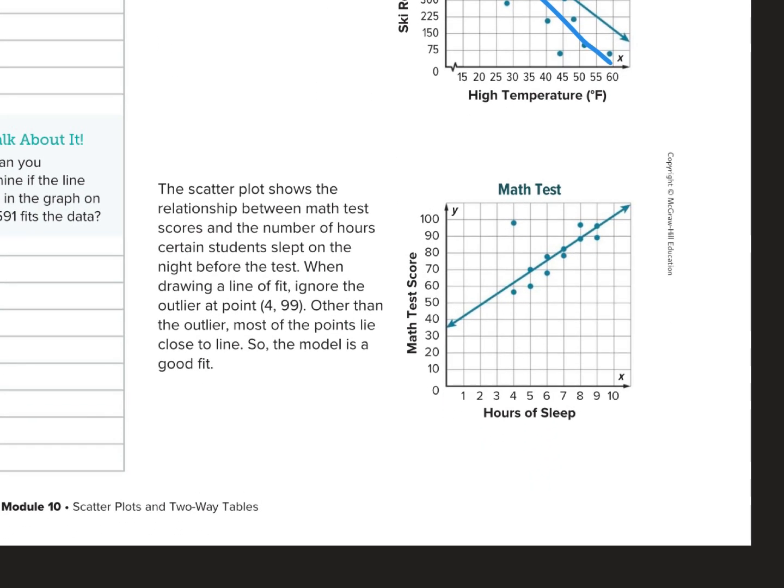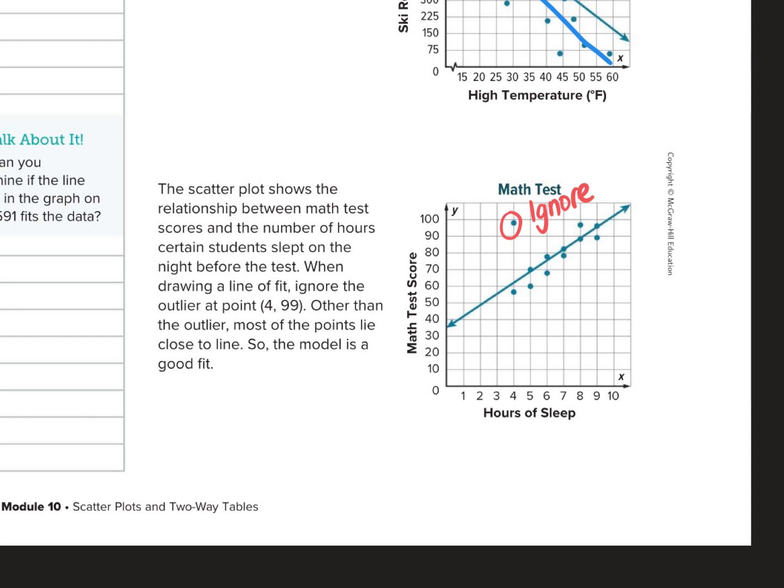Last example on this page shows a scatter plot of the hours of sleep a person gets and their score on the math test. When drawing the line of fit, you'll notice out here is an outlier. If there's an outlier, you can completely ignore that. Ignore an outlier because, as you learned with mean, median and mode, it really disrupts your data. So ignore the outlier.